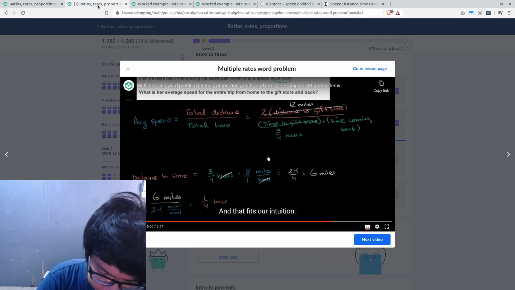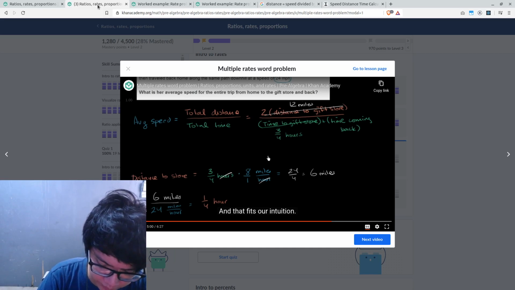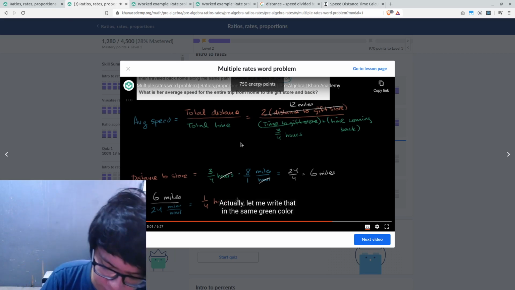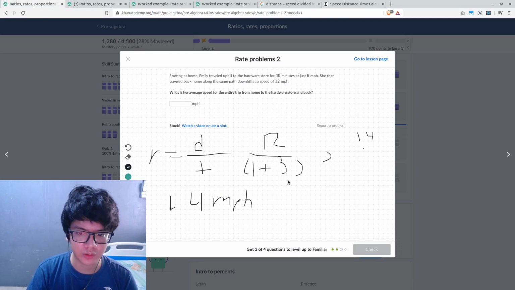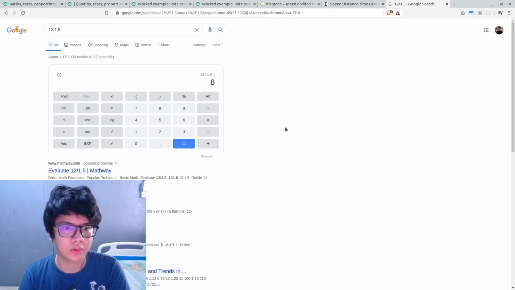So 6 and then 12. So it was 6 and 1/2, that fits our intuition. Actually, let me write that in the same green color. Of course, it's going to be twice as fast. It's going to be 1.5 hours. So we have 12 over 1.5. Let's see what this is. Oh, it's going to be 8.